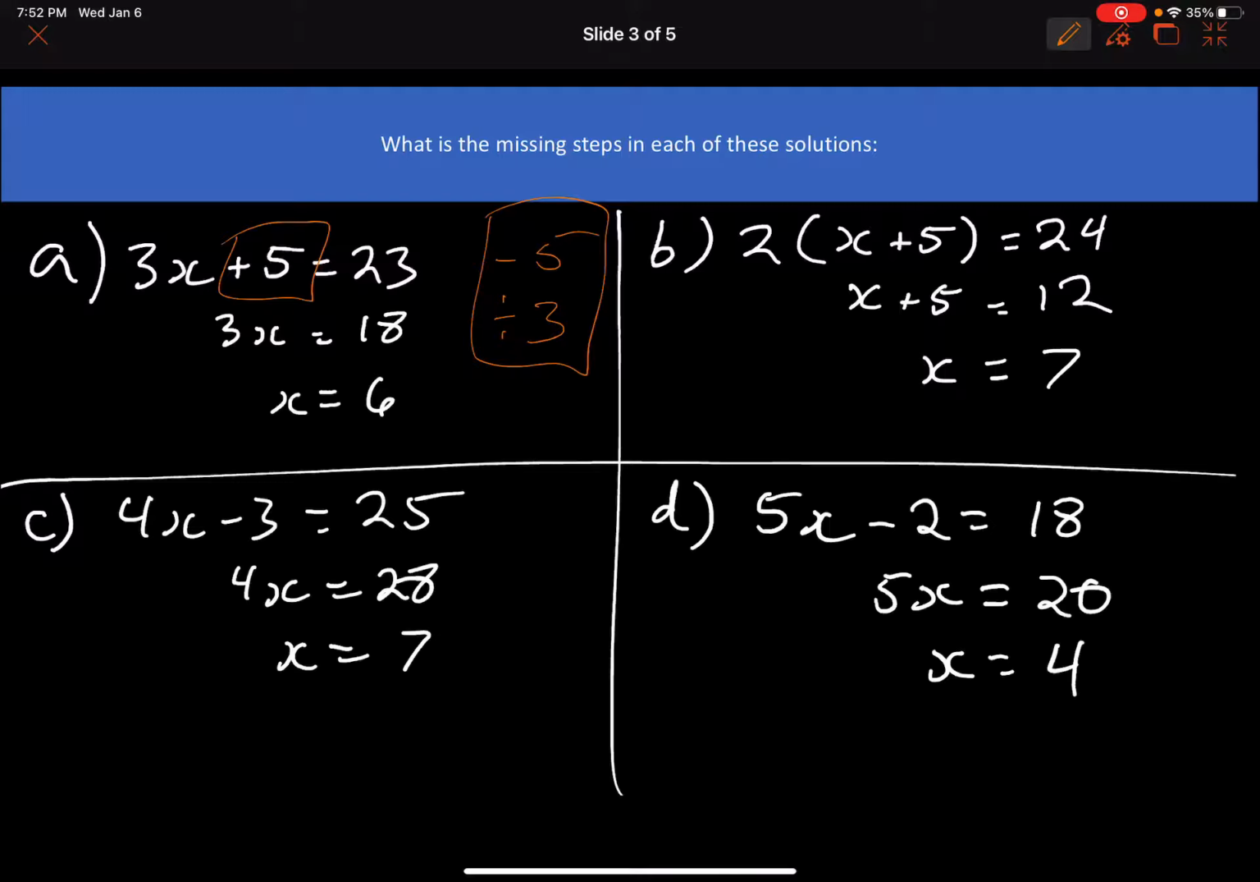Okay, so if I'm looking at B, obviously I did not show that I divided by 2, and then I did not show that I subtracted 5. In C, I did not show that I added 3, and I did not show that I divided by 4. And in D, I did not show that I added 2, and I did not show that I divided by 5.